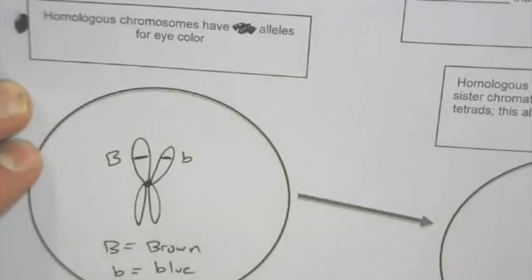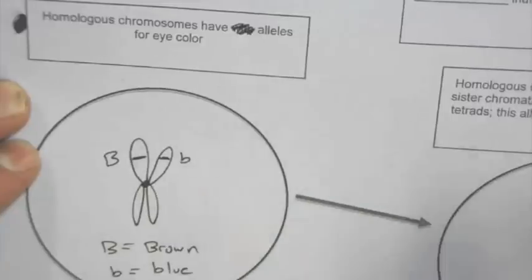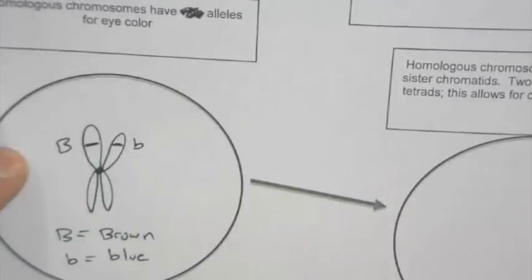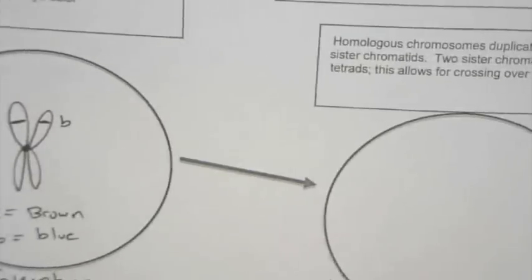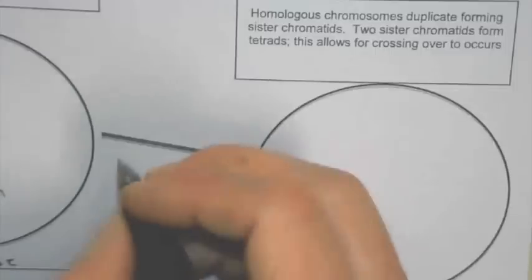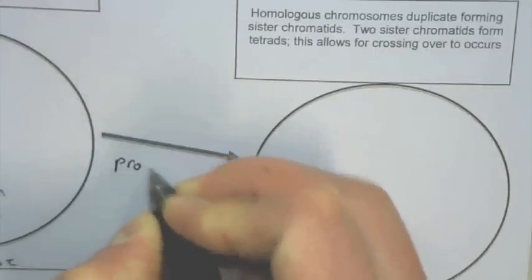Meiosis is very similar to mitosis. However, I'm more interested in you learning the overall results of meiosis with this lesson, and so we're just going to focus on the big picture, the overall results. And so for this arrow, we're just simply going to label it as prophase 1.